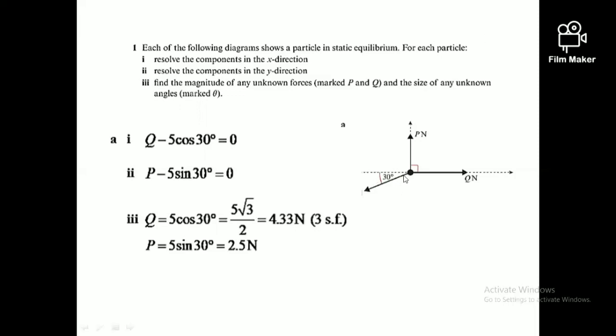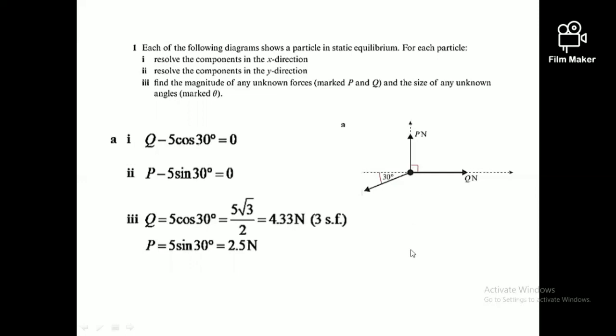Then if you consider the components of this, this force is 5. Actually, this was missed. Over here, this force should be 5. The component is 5 cos 30 this side and 5 sine 30 this side. This component is cos and this component is sine downwards. If you consider the horizontal forces, you can say Q minus the component over here, which is 5 cos 30. Q minus 5 cos 30 equals 0 since it's in equilibrium.